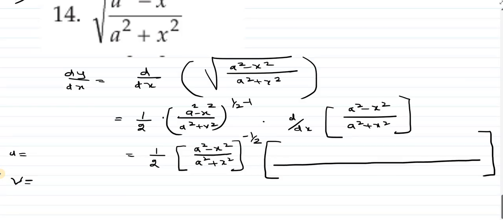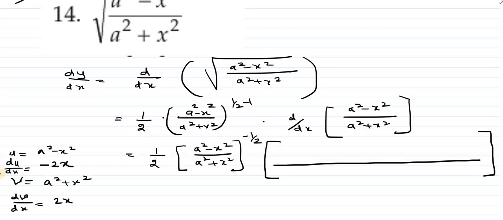U is nothing but a square minus x square, the numerator. V is a square plus x square. What is du by dx? With respect to this, a square is 0. So minus x square, when you differentiate, it is minus 2x. Similarly, dv by dx is plus 2x. Correct?